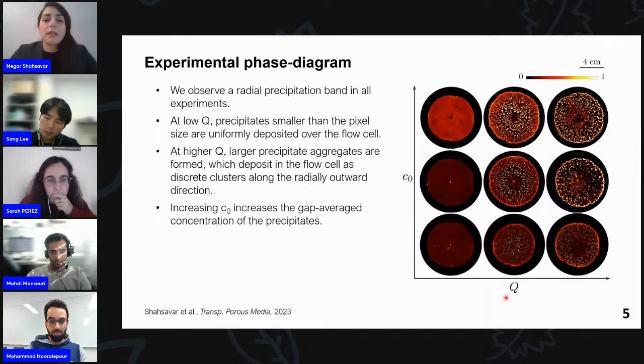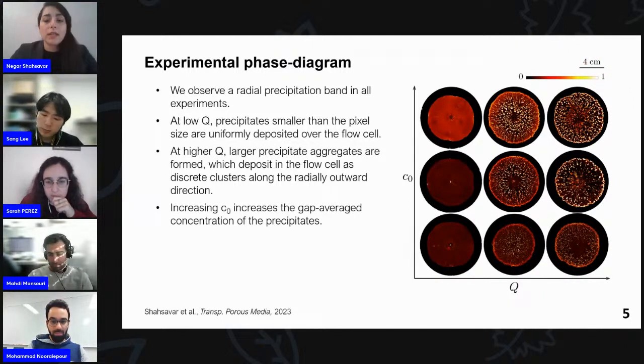We observed that precipitates are generated at the interface between the reactants, which form a radial precipitation band that moves outward with the flow. Here, the color map is showing the gap average concentration of precipitation, and the brighter color shows more precipitation in the gap.